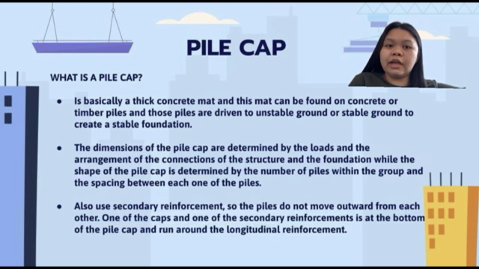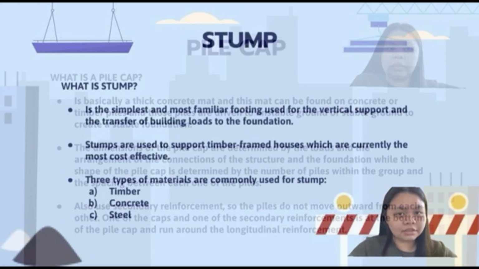Also, we use secondary reinforcement so that the piles do not move outward from each other. One of the secondary reinforcements is at the bottom of the pile cap and runs around the longitudinal reinforcement. Next is the stump.